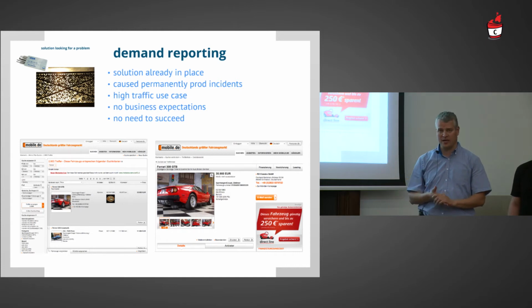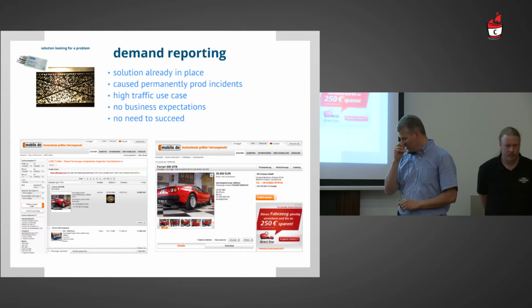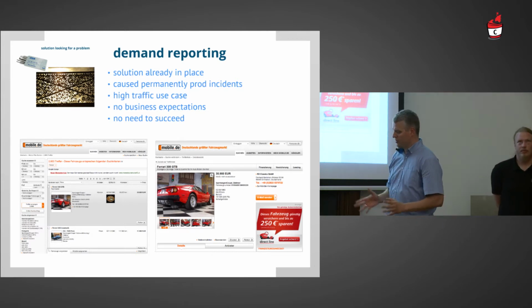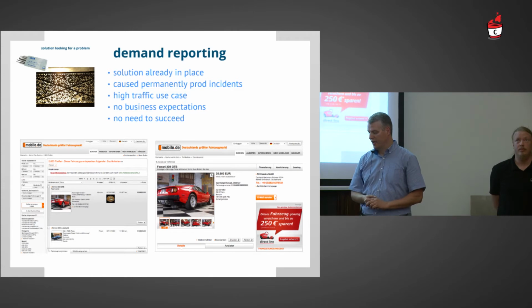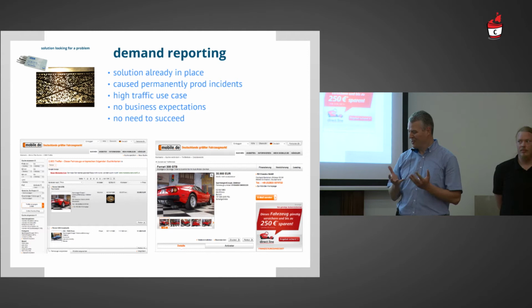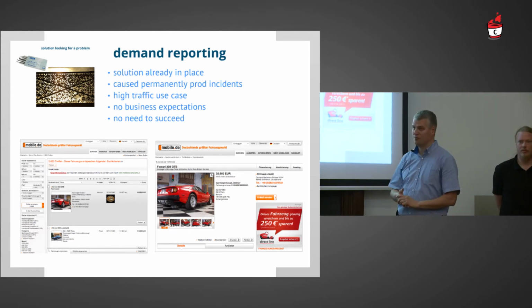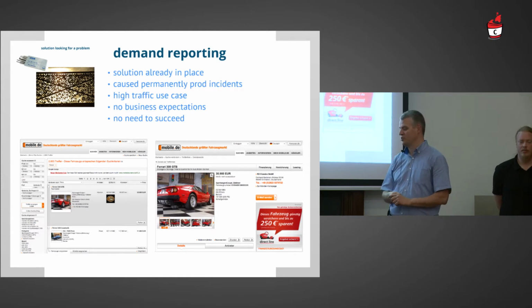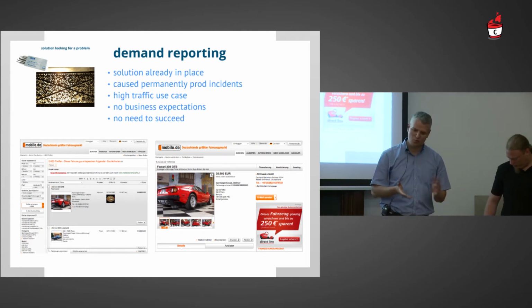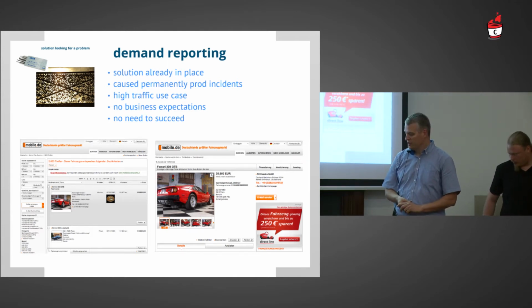We had a solution for that in place, and in a minute I'm going to tell you what it looked like. The thing with this solution was that it permanently caused prod incidents for very specific reasons. The good thing about this problem was that it was obviously a very high traffic use case. This is our most popular page. So we couldn't possibly find a more challenging use case when it comes to performance questions, right? So yes, we decided then, let's try to re-implement demand reporting based on MongoDB.